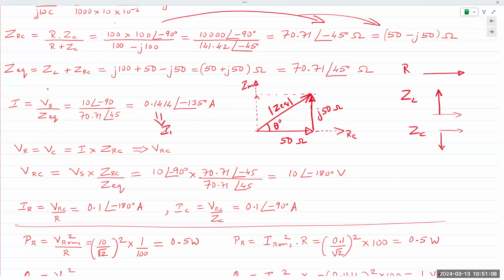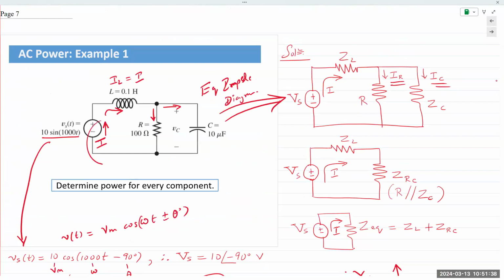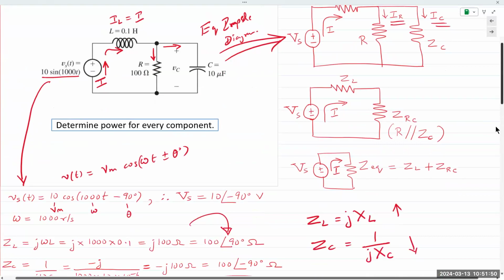0.1414 is the magnitude of the current IM, the peak value. To find IRMS, I'd have to divide this by √2. IM divided by √2 gives me IRMS, similar to voltage RMS. Once I have I, the total current being supplied by the source, it is going through the inductor. I can apply Ohm's law and find the voltage across that inductor. VL would simply be I times ZL.